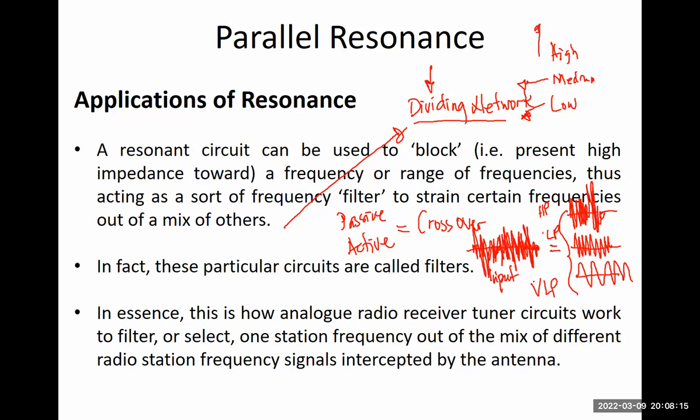Okay, so in essence, this is how analog radio receiver tuner circuits work to filter or select one station frequency out of the mix of different radio station frequency signals intercepted by the antenna. So dito, ang pinag-uusapan natin, this is an analog radio. Okay, so for example, we have 96.3, okay, 96.3 megahertz. Okay, this corresponds to DW Rock.